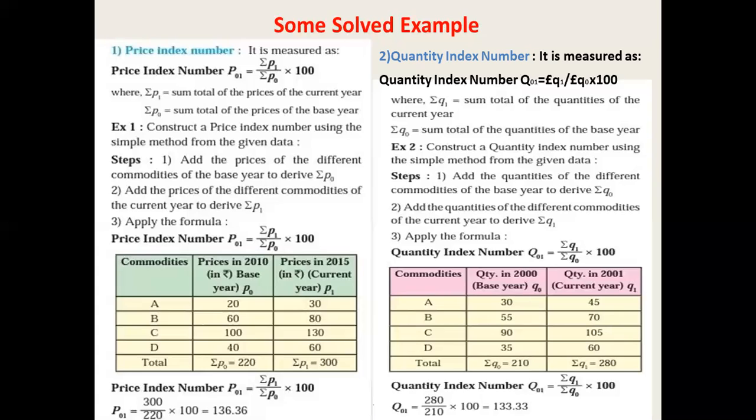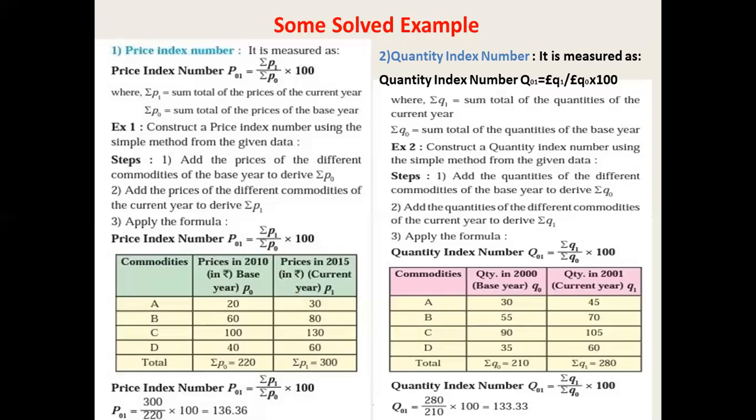So we consider summation of Q0: 30 plus 55 plus 90 plus 35 is equal to 210. That is the summation of Q0, the base year's total quantity. Next, the quantity in 2001, the current year's quantity, summation of Q1: 45 plus 70 plus 105 plus 60 is equal to 280. So we apply the formula: Q01 is equal to summation of Q1 upon summation of Q0 multiplied by 100.